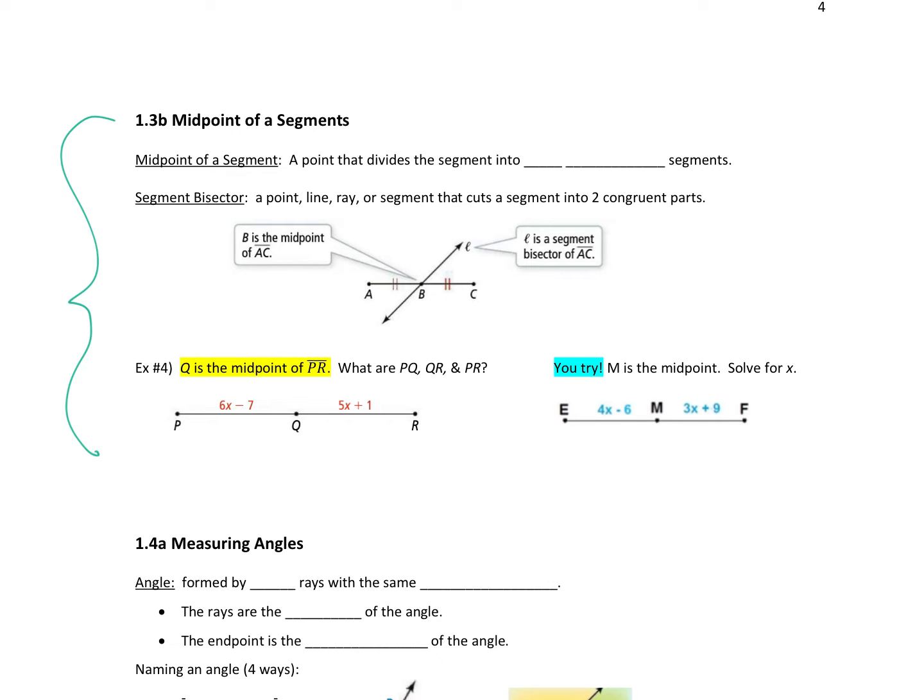1-3b, okay? Very similar to 1-3a in that we're still working on segments. Remember yesterday I said, if this is your segment and I take my elbow to my fist, and then my elbow to my other fist, and I add them together, I get the whole thing. Today is different, okay?